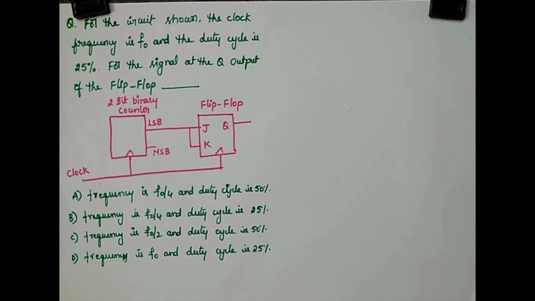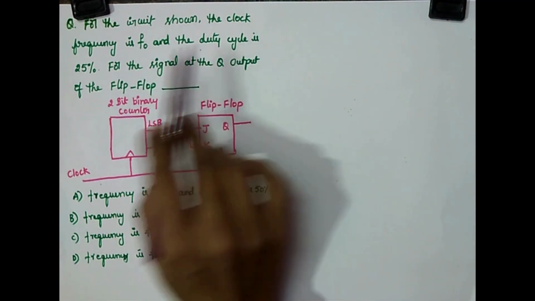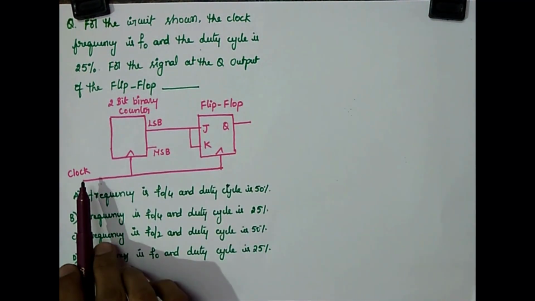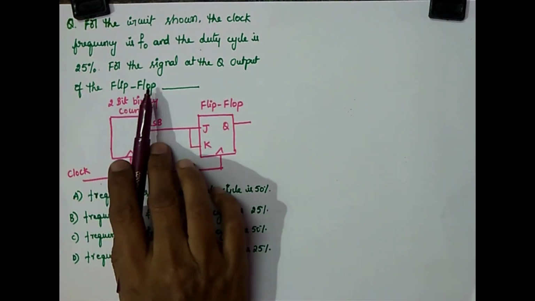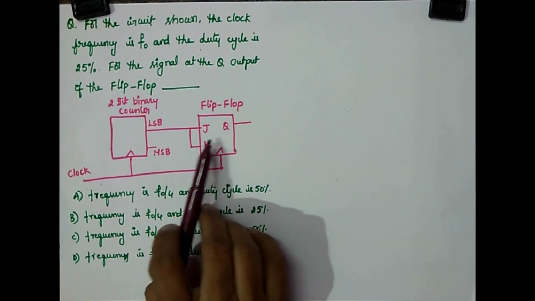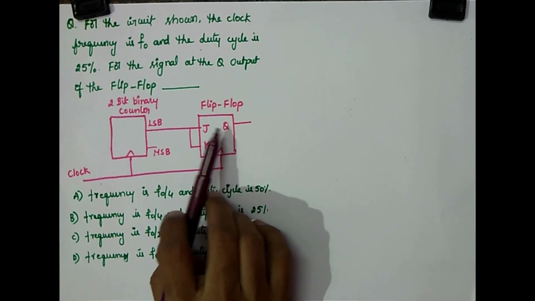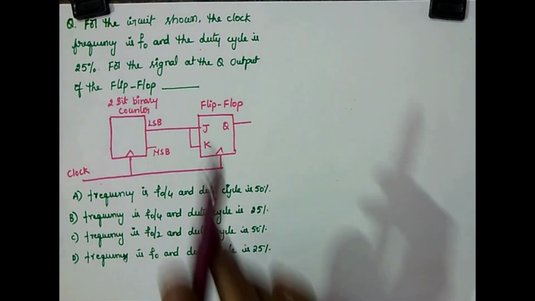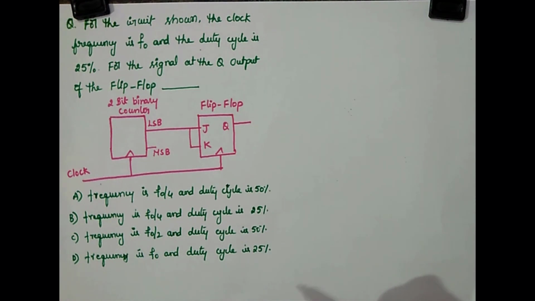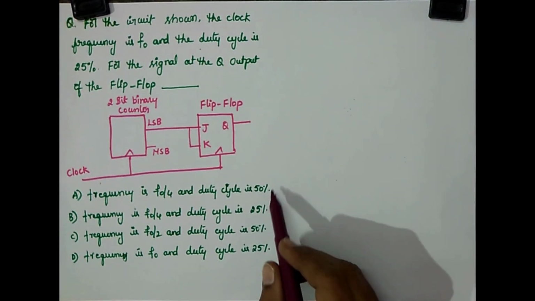The solution is, for the circuit shown, the clock frequency is F0 and the duty cycle is 25%. This is the clock, and the frequency is F0, duty cycle is 25%. But the signal at the Q output of the flip-flop, this is the JK flip-flop and this is the output Q. Now they are asking for the frequency and duty cycle of the output signal at the Q output of the flip-flop. These are the options.